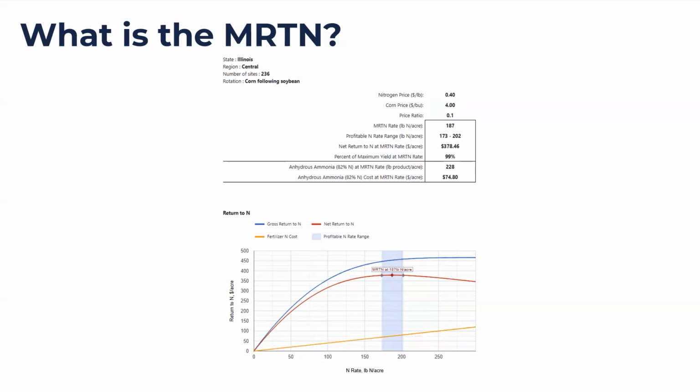It gives them an optimal nitrogen rate based on the financial conditions and based on the yield data from the research farms across Illinois. So it'll give them the MRTN rate, which would be their optimal rate based on the data they've entered. So here, for example, it's 187 pounds of nitrogen per acre. And then it also gives them a profitable range, which is within plus or minus $1 of net return. So you'll see that, for example, for this field in central Illinois, corn following soybeans, it's 173 to 202. So it's a really interesting tool, but not a lot of farmers are using it.